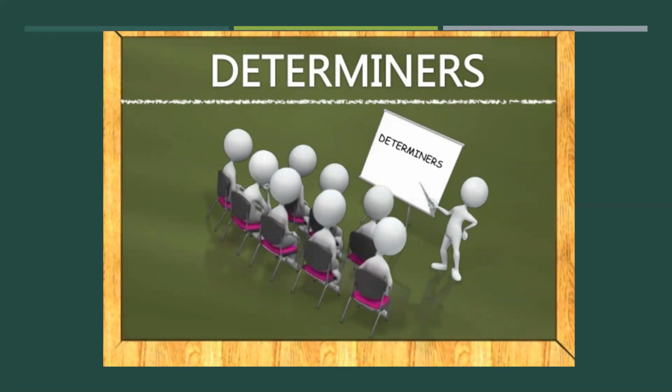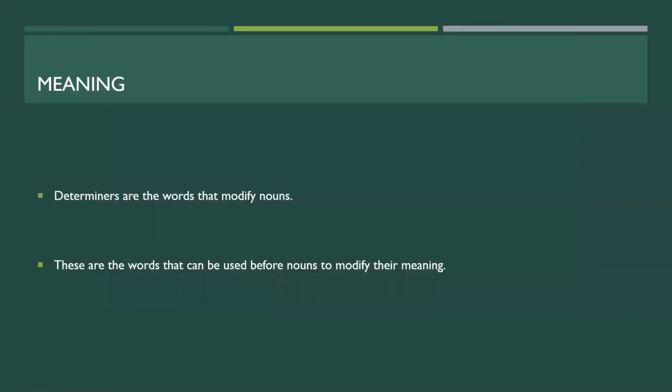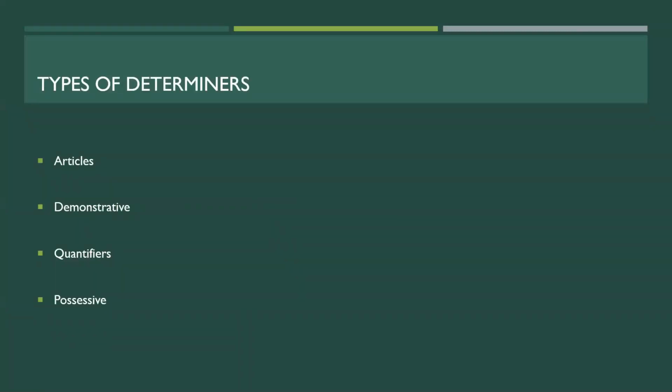Determiners, just like the name suggests, determine. What do they determine? Determiners are the words that modify a noun. These are the words that can be used before nouns to modify their meaning. With the help of determiners, the noun's meaning changes. There are different types of determiners: articles, demonstratives, quantifiers, and possessive determiners.